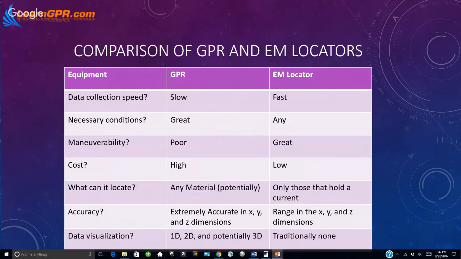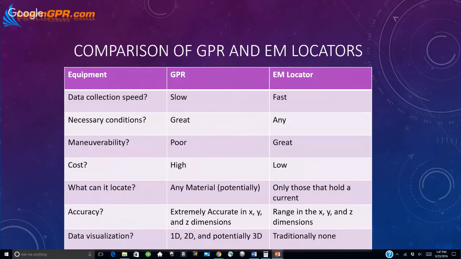But data collection speed for GPR is generally slow compared to EM locators. So that's a limitation of GPR and a very positive thing about EM locators. In addition, you can link on for EM locators to a specific utility and trace it out, and typically get that utility specifically located so you know what it is.